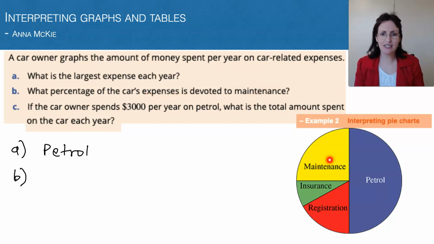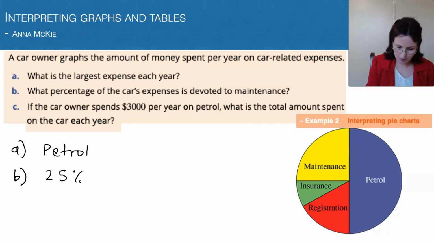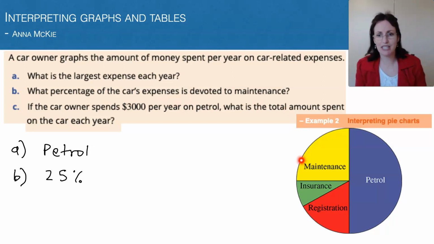Part B, what percentage of the car's expenses is devoted to maintenance? So let's find maintenance and what percentage. So the whole pie graph would be what percent? 100%. And petrol takes up half, or 50%. And what fraction there do you think maintenance is? It looks like it's a quarter of the pie chart, and a quarter as a percentage is 1/4 of 100, and that would be 25%. Have we answered the question? What percentage of the car's expenses is devoted to maintenance? 25%. Good.